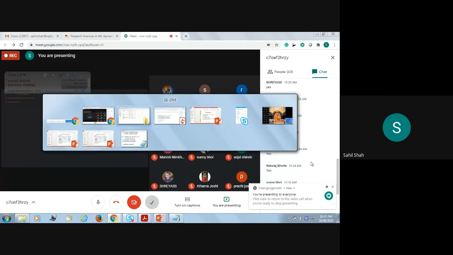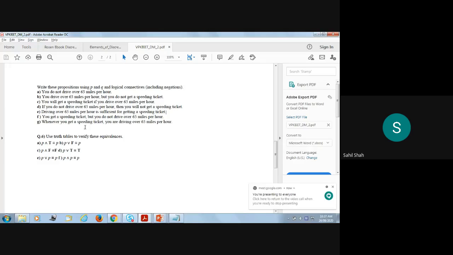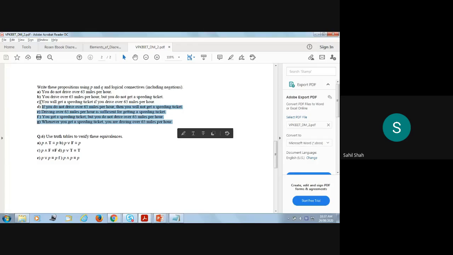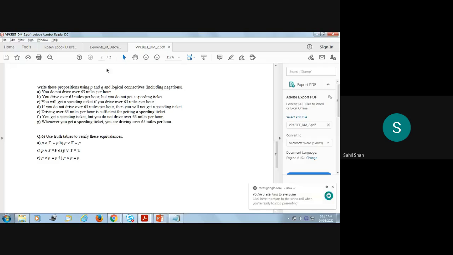As I mentioned recently, whenever you get a speeding ticket, you are driving over 65 miles per hour. How to write this again? Again, it will be P conditional Q only. Alternative representations of P conditional Q have been mentioned here. If there is a usage of but, that means it is and. I hope examples C, D, E, F, G are clear to all of you. If not, you can ask me a question afterwards.